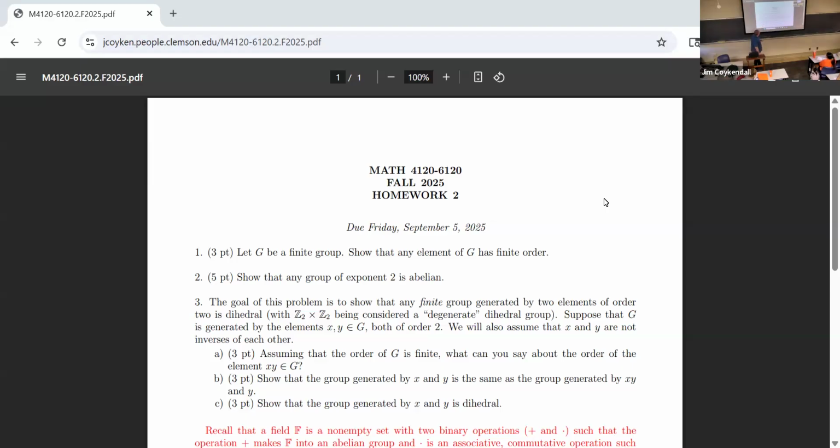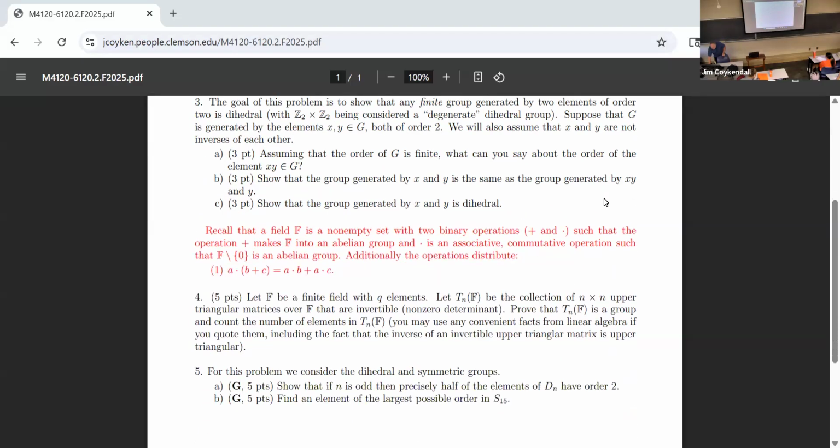Part A, assuming that the order of G is finite, what can we say about the order of the element xy in G? This is deceptively easy. Part B, show that the group generated by x and y is the same as the group generated by xy and y. And finally, show that the group generated by x and y is dihedral. Okay, so some of these words here we'll explore today.